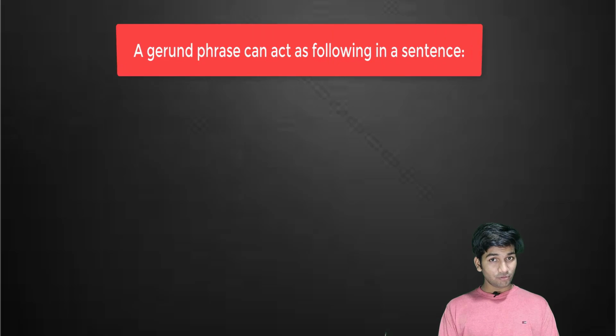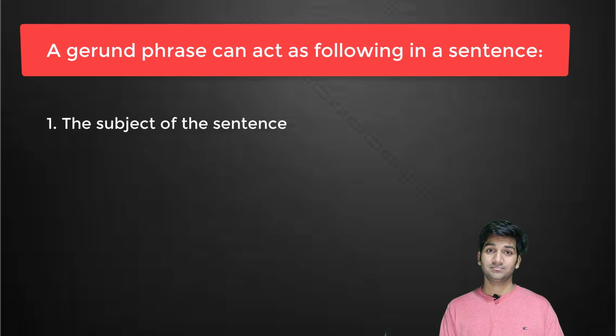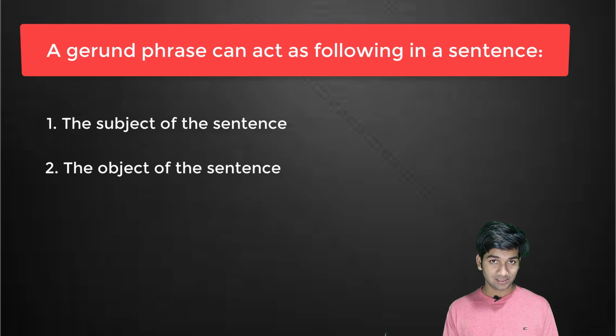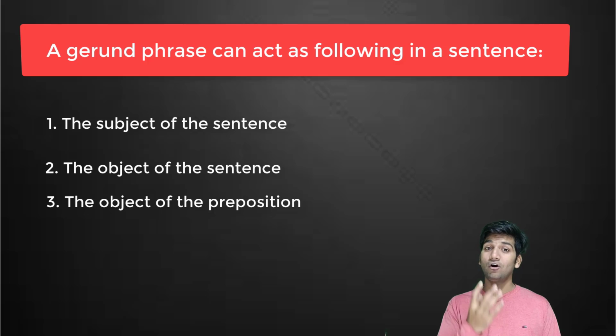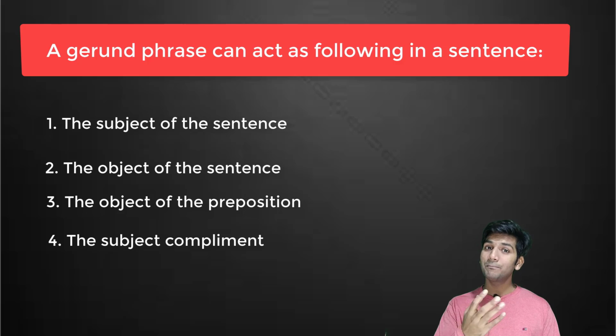Now, let me tell you that a gerund phrase acts as followings in a sentence. Number one, it can act as a subject. Number two, it can act as an object. Number three, it can act as an object of the preposition in the sentence. And number four, it can act as the subject complement.